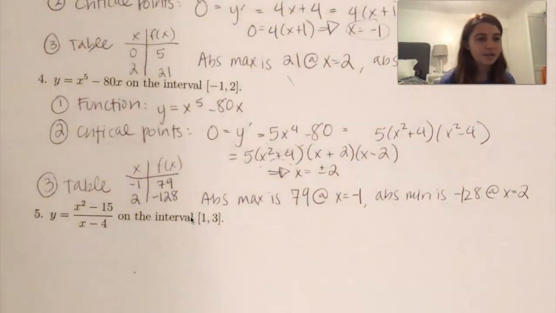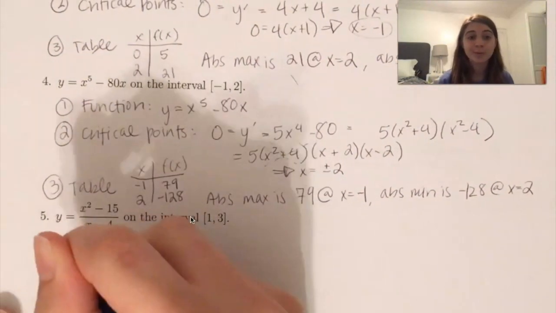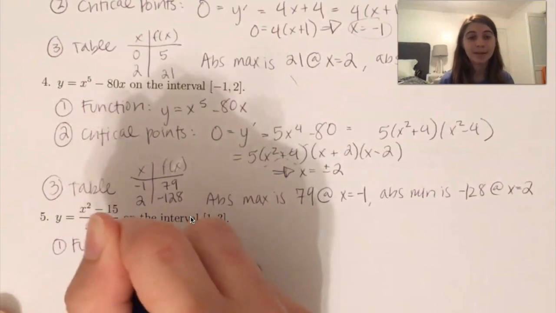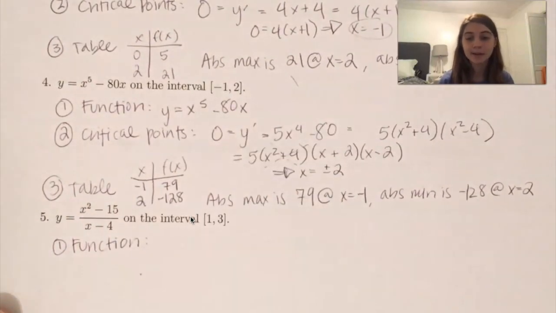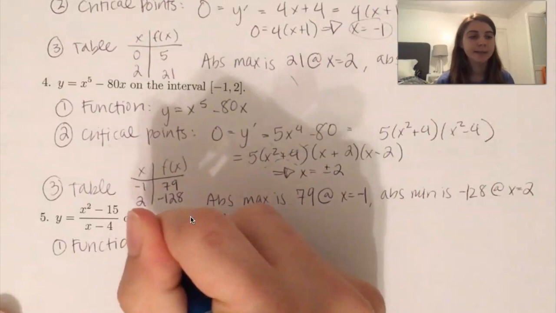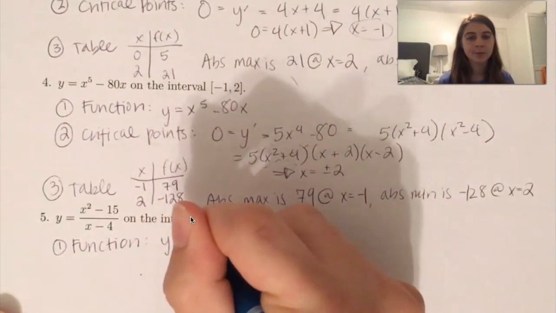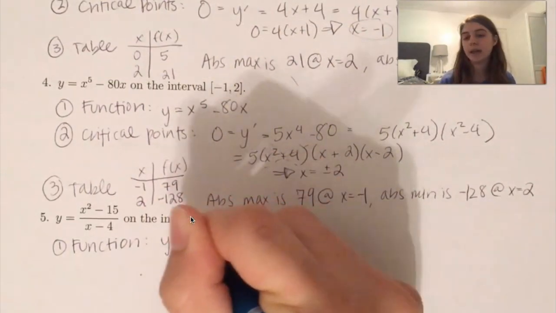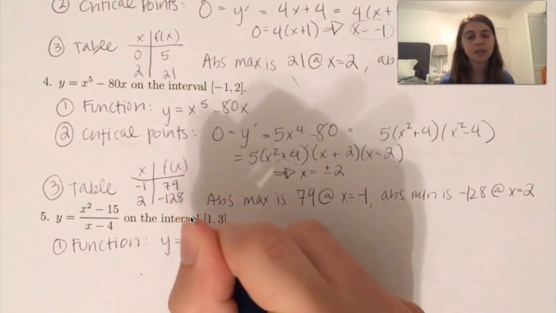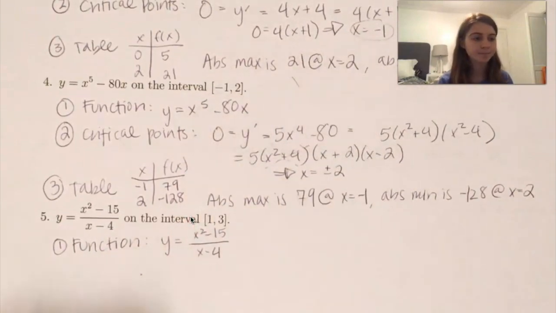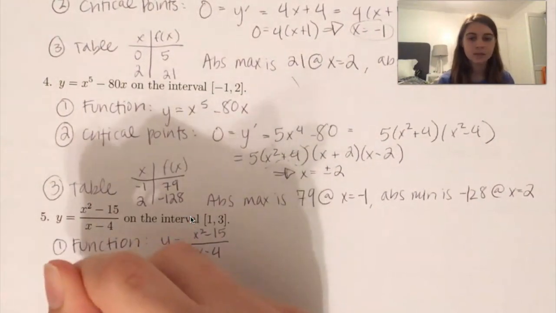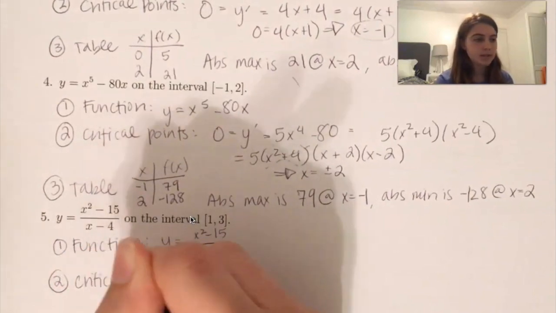All right, number 5. Ooh, we got a quotient rule this time. I don't like the quotient rule personally. I don't know how you guys feel about it. Our function, once again, we're just going to go ahead and write that as it is, x squared minus 15 over x minus 4. And we're going to take those critical points.